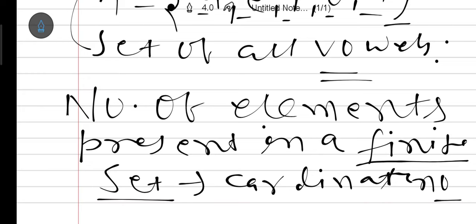This is a finite set, because if the set is infinite, then you don't know how many elements are present in that set. So if we have to find the cardinality of any set, or the cardinal number of any set, it will always be a finite set. There will be no infinite set. The number of elements present in any finite set is called the cardinal number.